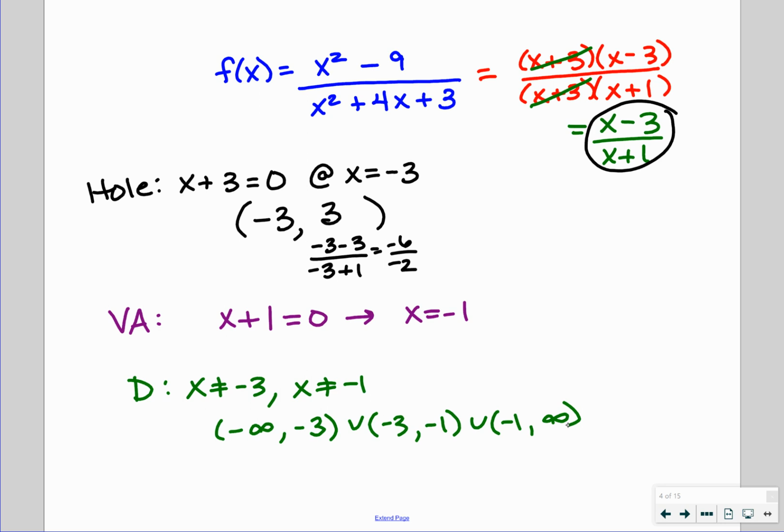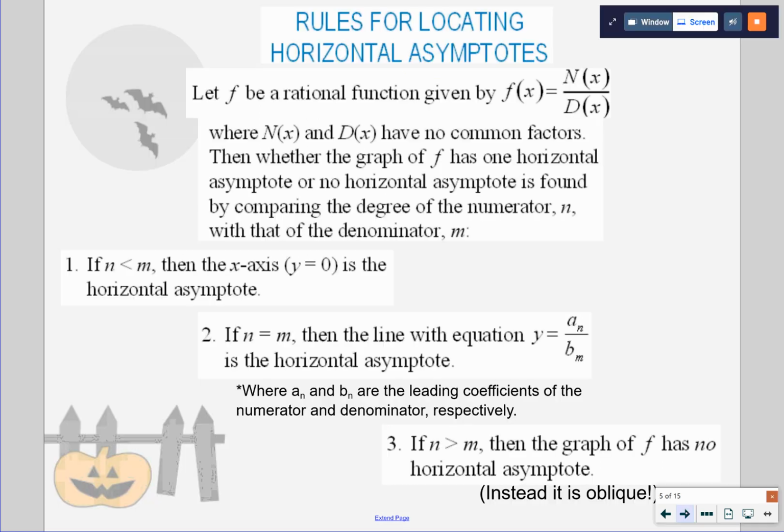Does that make sense? Are we okay? Any questions? Okay, moving on. All right, rules for a horizontal asymptote.